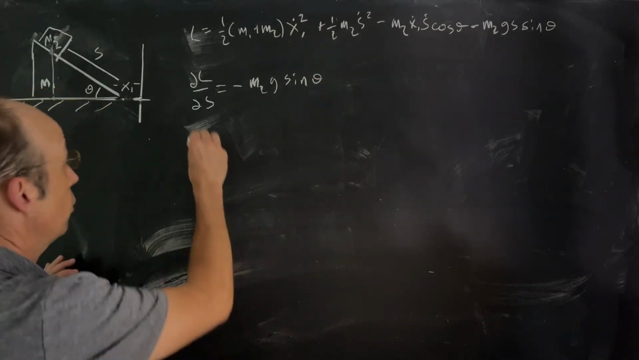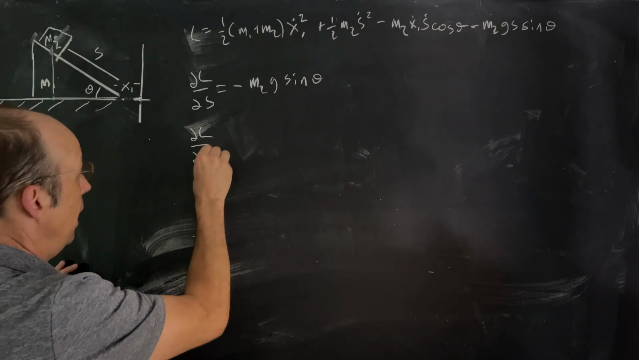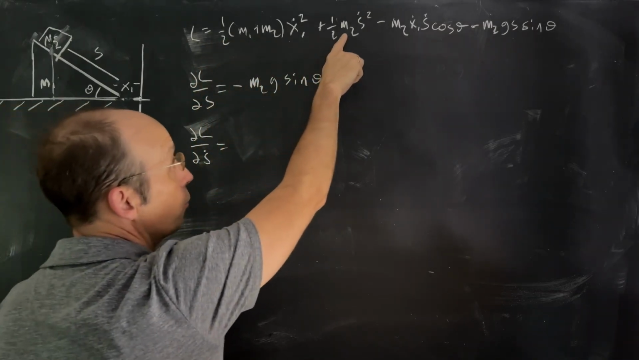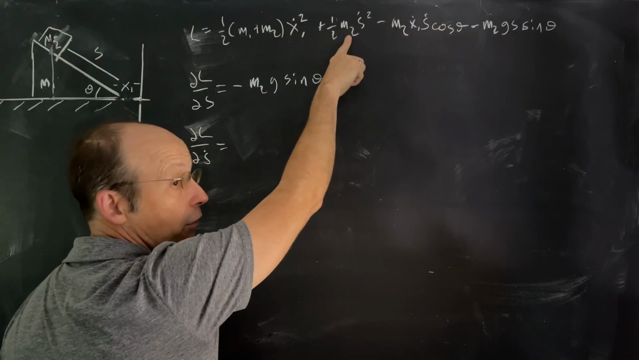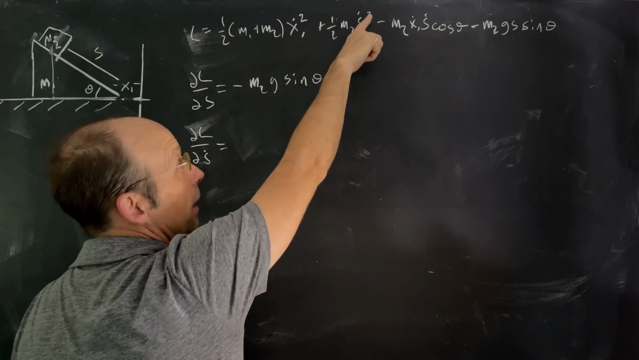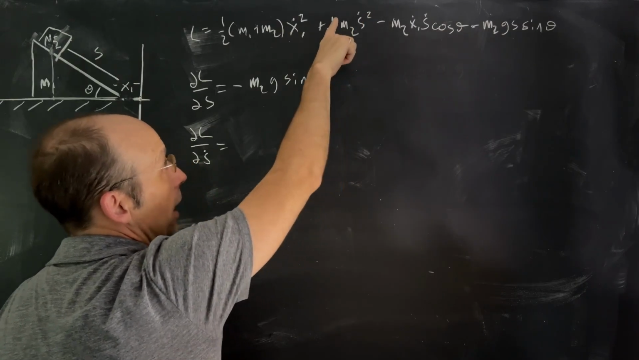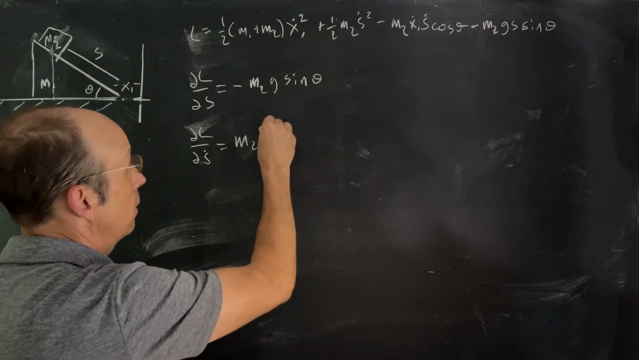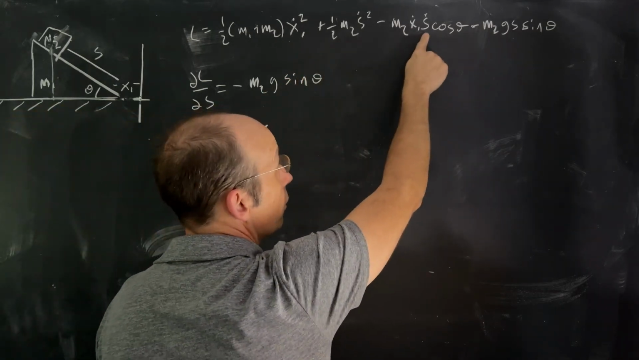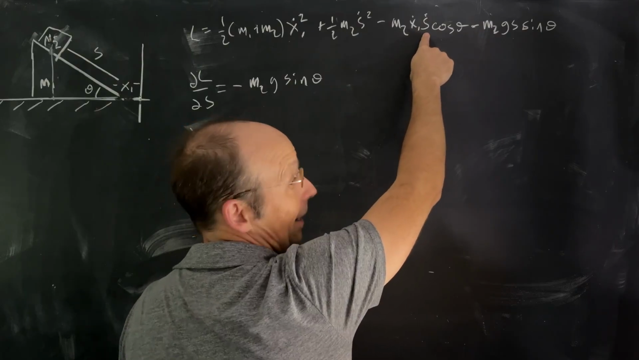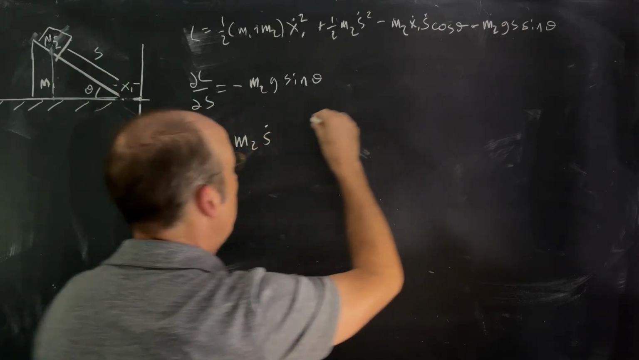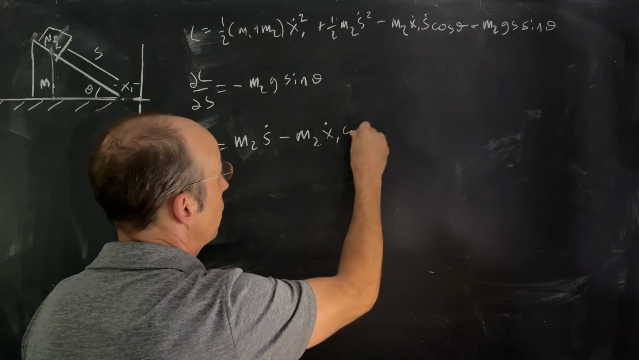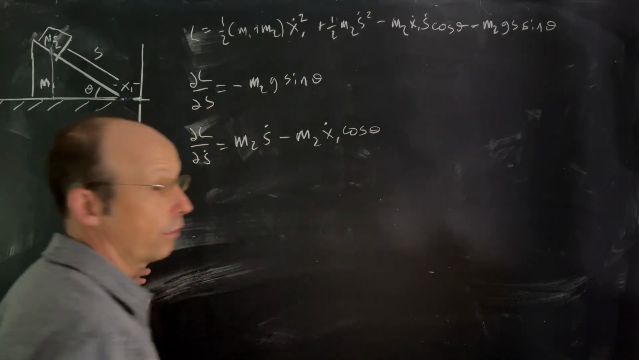Now let's take the partial of L with respect to s dot. Looking for s dot terms. There's one. So if I take the derivative of that with respect to s dot, the 2 comes down and I have 2 over 2 is 1, so I just get m2 s dot. Keeping along, there's another one. If I take the derivative of that, it's just to the first power, so it goes away. So I get minus m2 x1 dot cosine theta, and then there's no other terms.